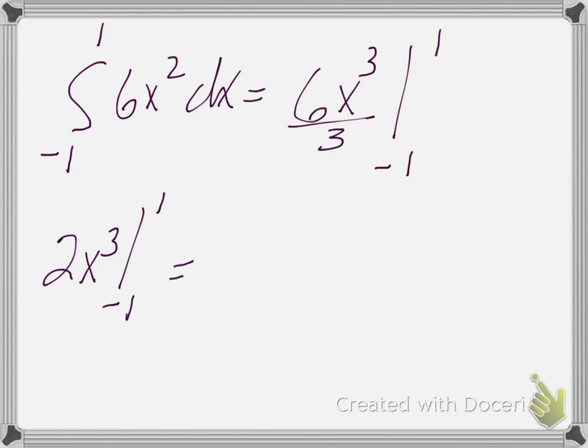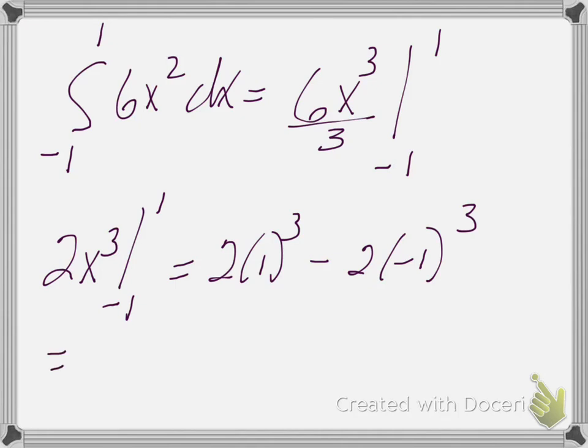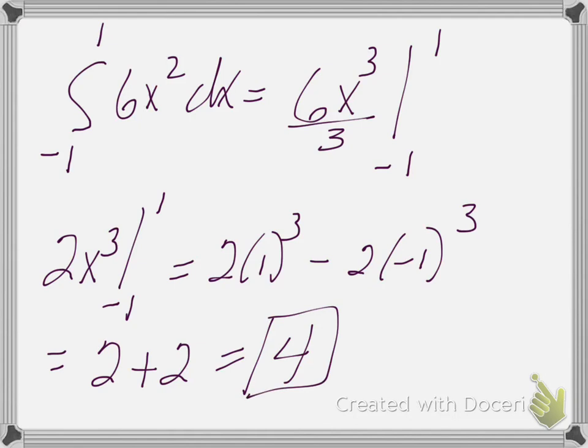Look at that. So first we're going to put 1 in there. And then we're going to subtract what happens when we put a negative 1 in there. Okay, so 1 cubed is just 1. 1 times 2 is 2, minus. Negative 1 cubed is a negative 1. A negative 1 times negative 2 is a positive 2. We get 2 plus 2 equals 4.